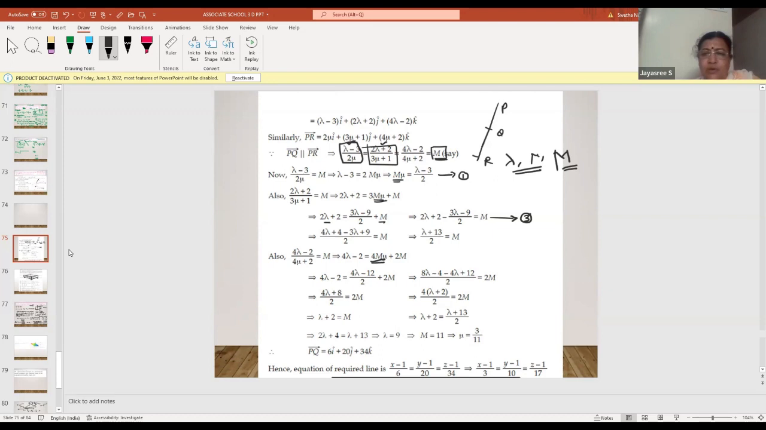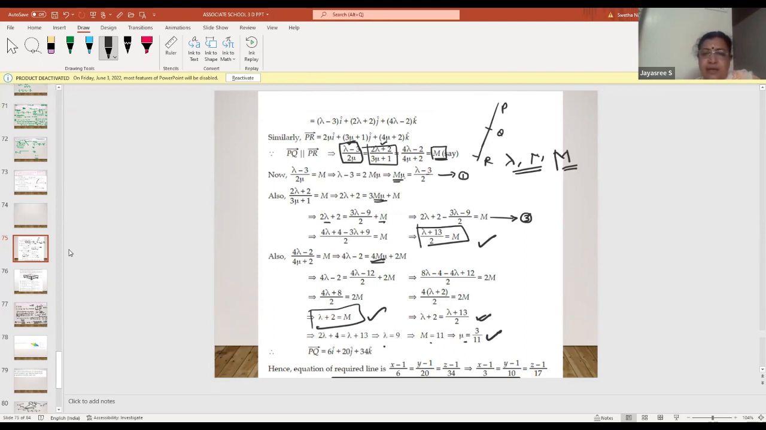What is M equal to? Here you have M equal to, and here you also have M equal to. Equate these two. If you equate them, you are able to get lambda. Substitute lambda, you get M. Substitute M and lambda, you get mu. So you get M, lambda and mu.